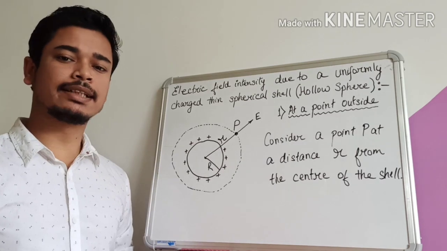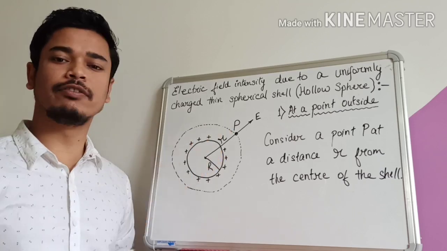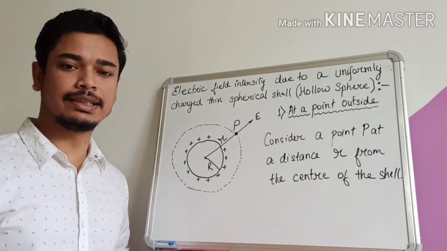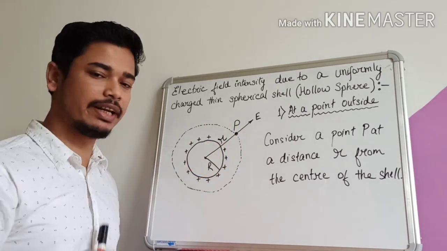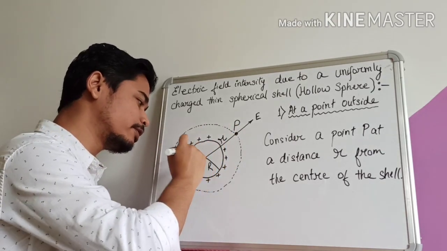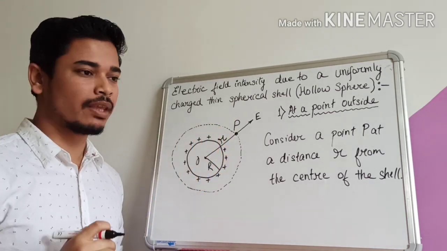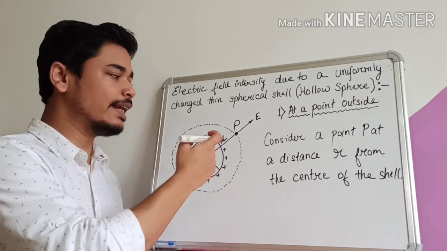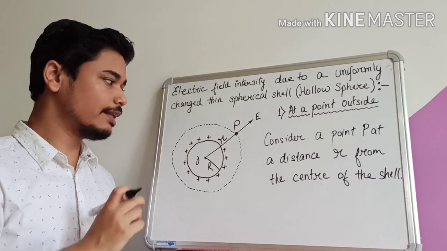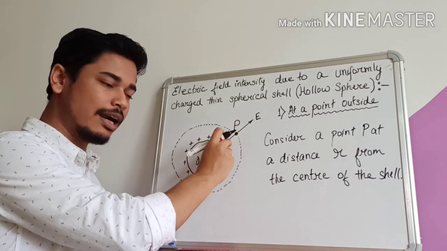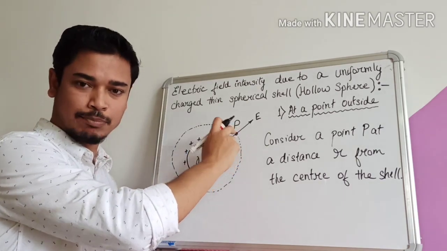First of all, let us calculate the electric field intensity at a point P which is outside the surface of the spherical shell. For this, we consider a point P which is at a distance small r from the center of the spherical shell. If O is the center of the spherical shell, then the distance between O and P is small r. Now, we have to calculate the electric field intensity at the point P due to this spherical shell, and the distance of this point is r from the center of the sphere. So we will get a value of electric field at this point.